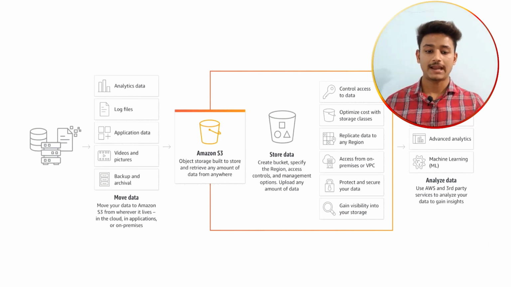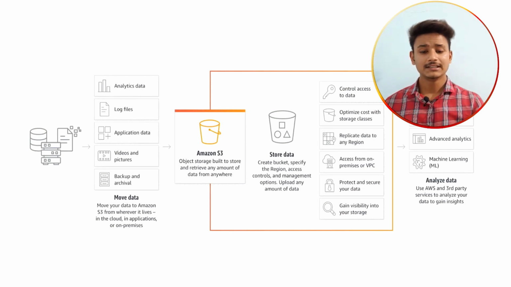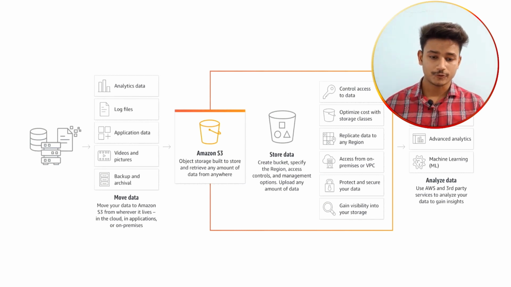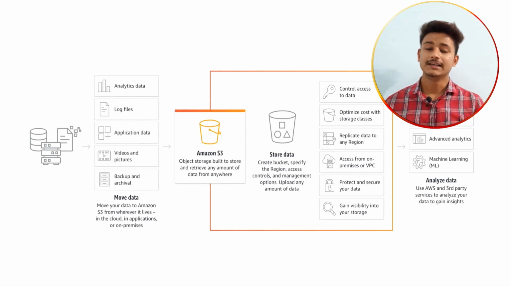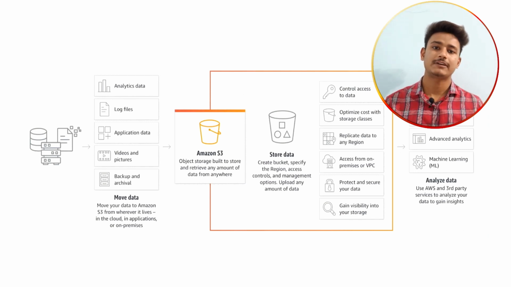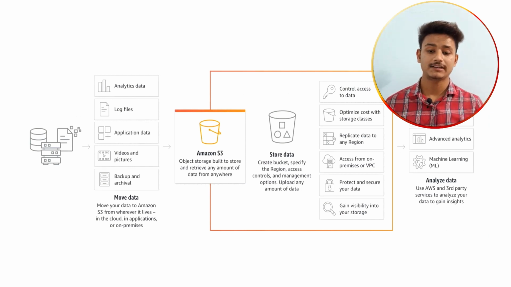Replication is not used only for this purpose. It is also used in case your data crashes on one server, as a kind of backup, so you can store it in multiple regions as well. The fourth one is access from on-premises or VPC. VPC stands for virtual private cloud. You have access from on-premises and from a virtual private cloud as well. So these are the two functionalities that are provided.